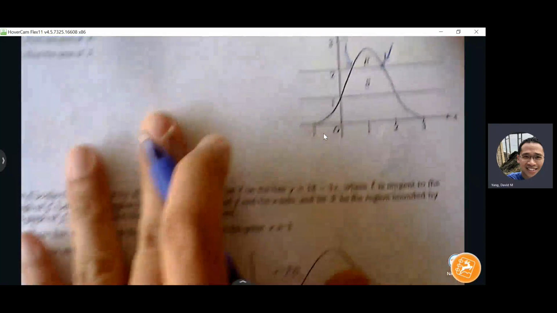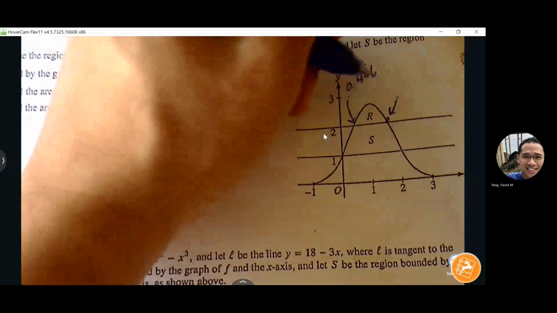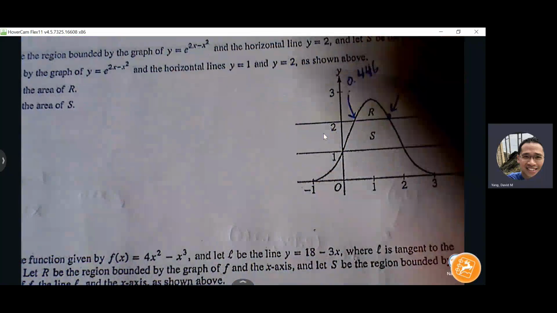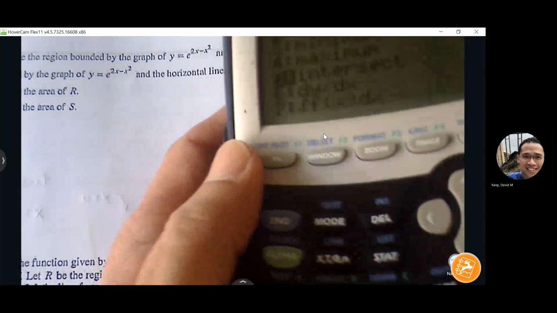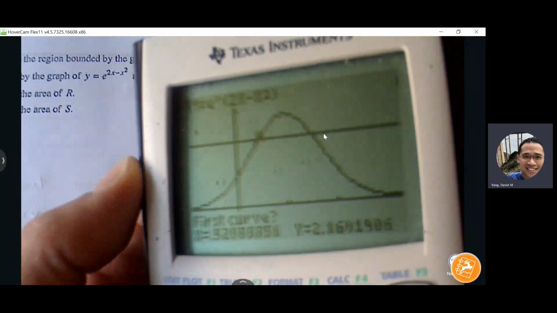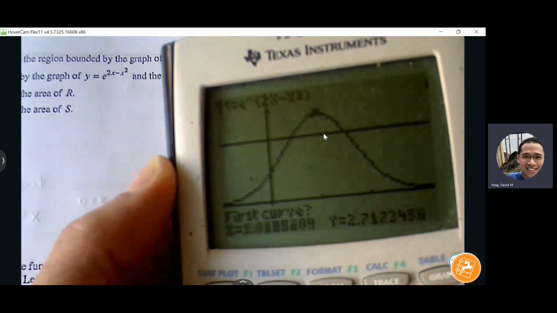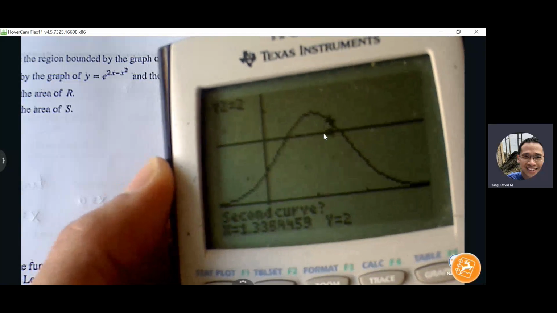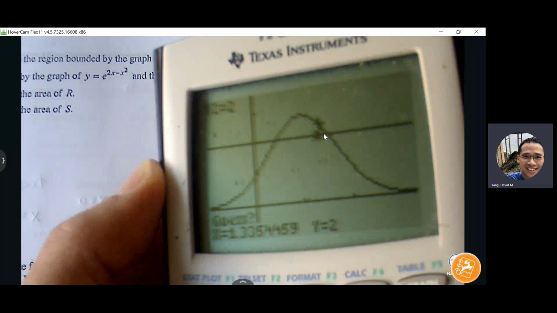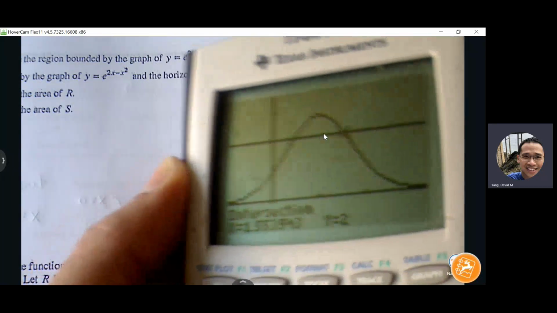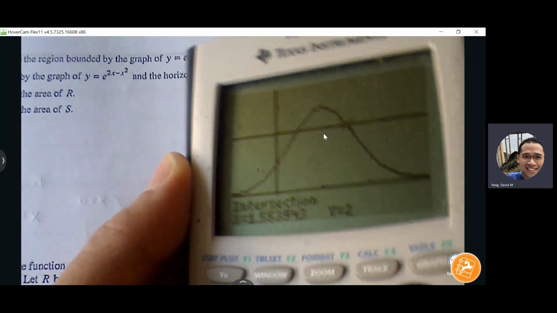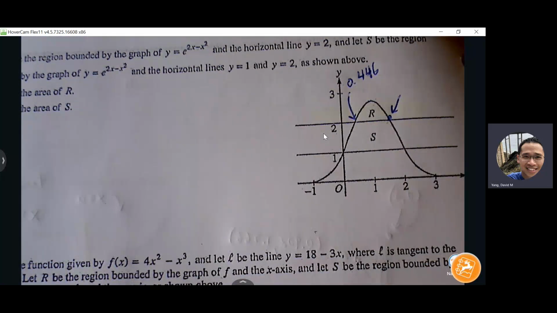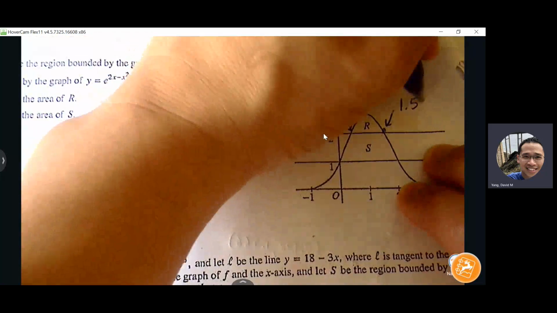So we're going to repeat the process. Second trace, intersect. Now I'm going to pick a point closer to the other intersection that I'm looking for. So scroll over to a point close to the intersection, hit enter. Second curve is the line, so that should be close as well. Hit enter again. It'll find that intersection for you. 1.553. Or I'm going to round to 1.55. So either is fine.